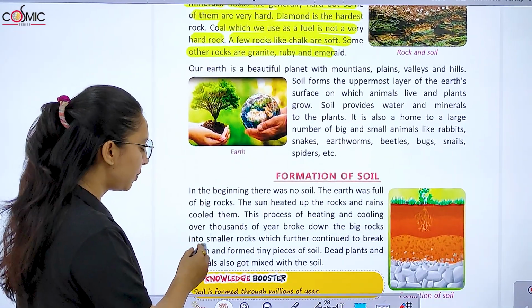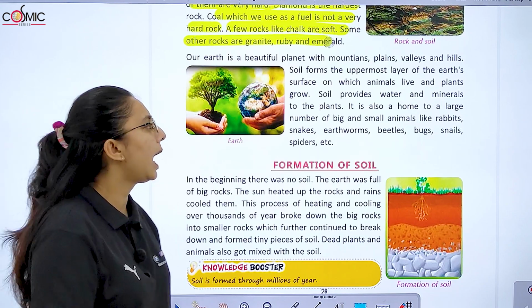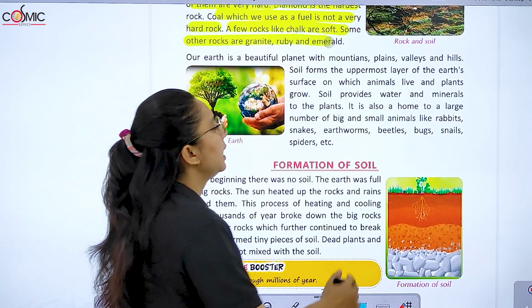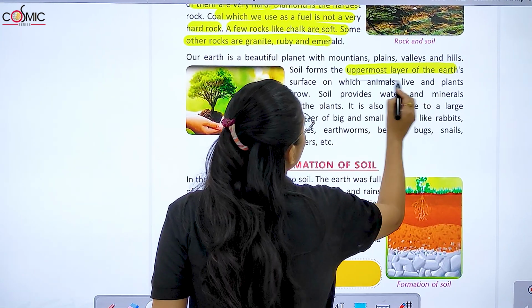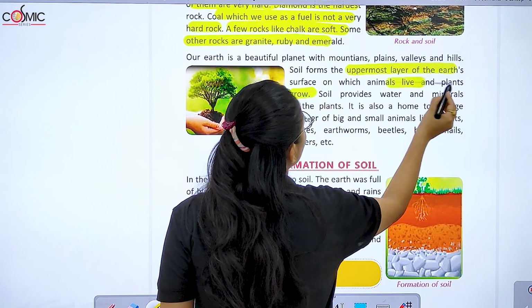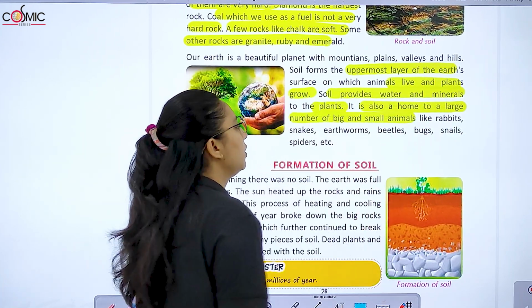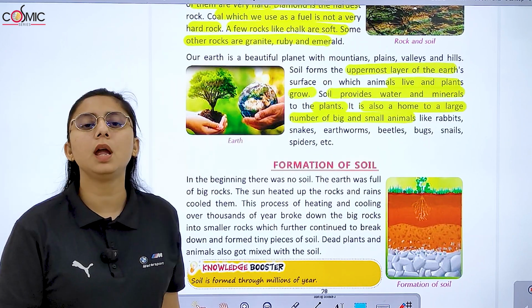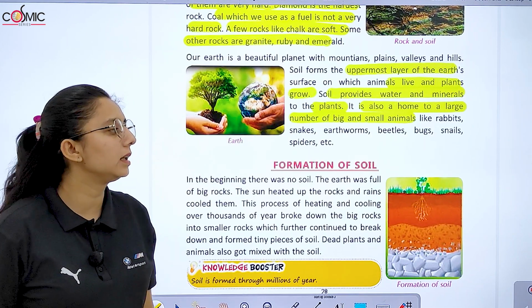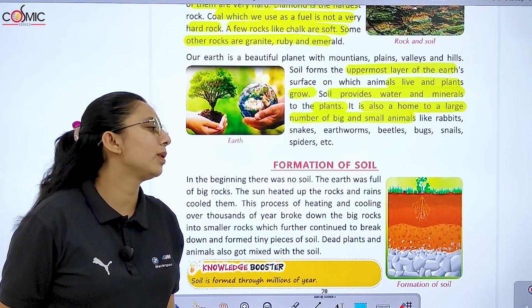यहाँ पे आपको mountains, plains, valleys देखने को मिलेंगे, and soil forms the uppermost layer of the earth surface, where we live and the plants grow. Right, it provides us water and minerals to the plant. It is home to large number of big and small animals, जैसे आपके rabbits हो गए, snakes हो गए, earthworms हो गए, beetles हो गए, bugs हो गए, snails हो गए, spider हो गए.